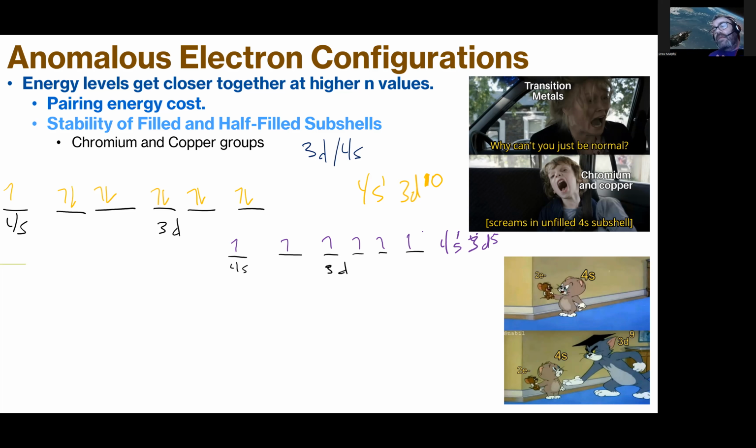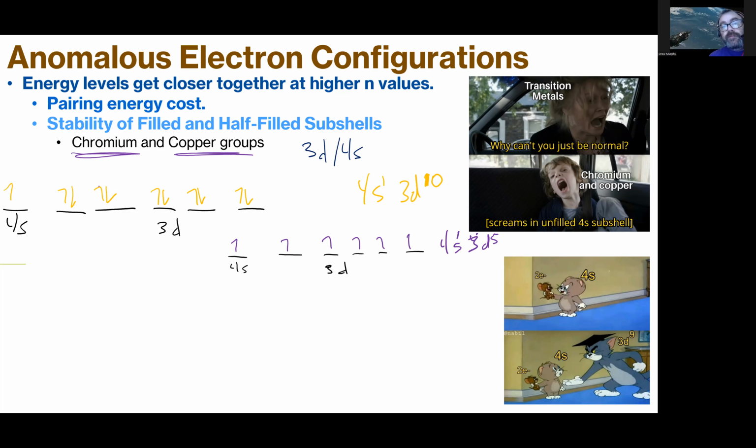Okay. These are the only ones I'm going to stress you to know about. There are a couple other things I'm going to point out in a second, but really focus on the chromium group and the copper group, because all the way down the group they do the same thing with this S and D stuff.